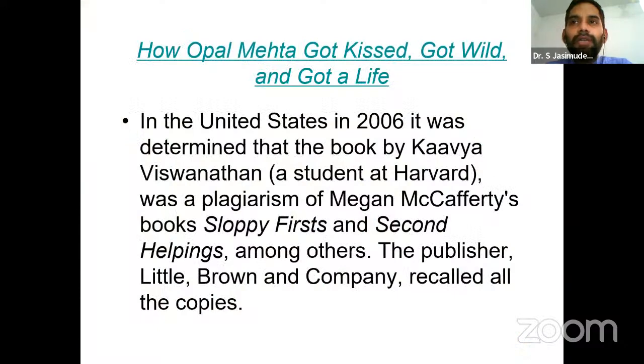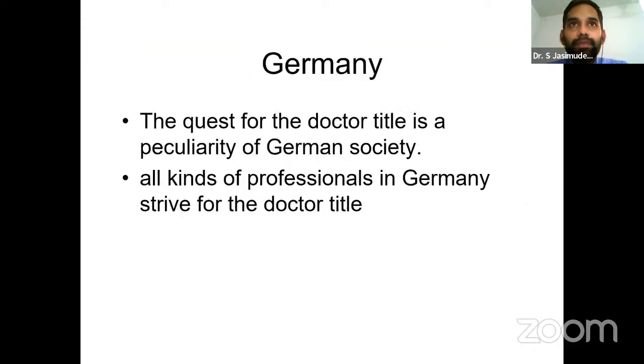Later, when readers started reading the novel, they found that many of the instances, plots, themes, etc., were copied from Megan McCafferty's Sloppy Firsts and Second Helpings, and they started alleging that Kavya Vishwanathan copied it. Later, it was recalled from the market, and this is a famous classic example of plagiarism in literature.